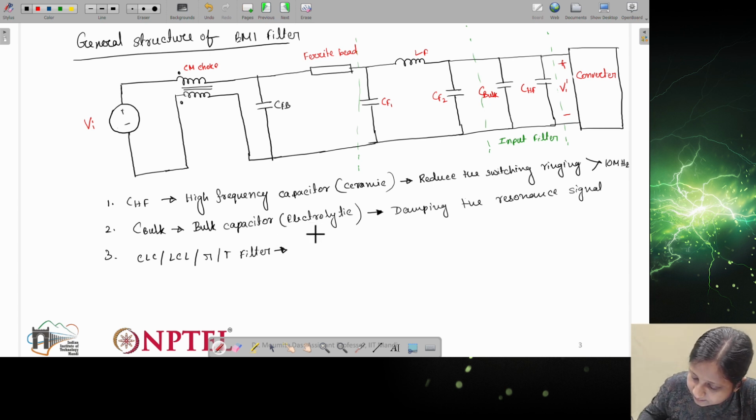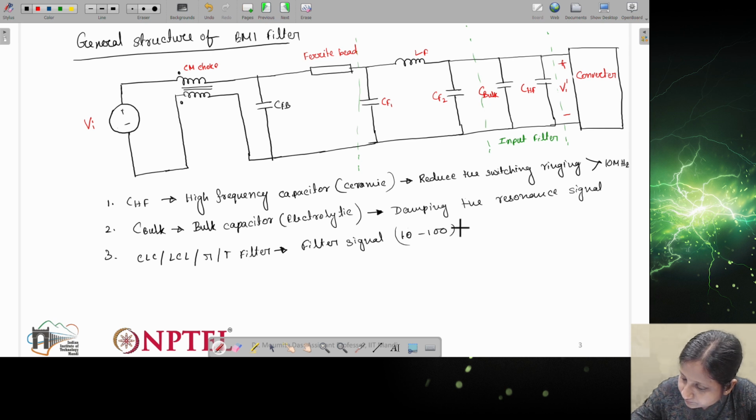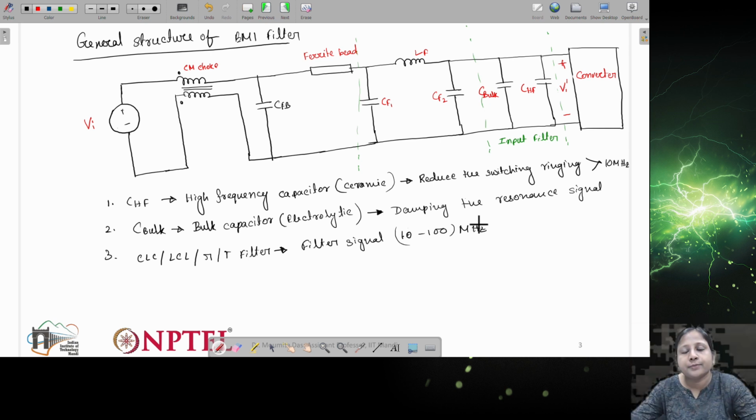So this filter provides signal attenuation, or I can write filter the signal, filter signal in the range of 10 to 100 megahertz. Okay.